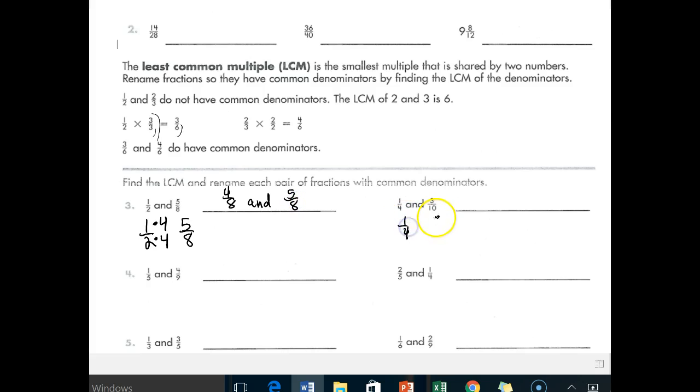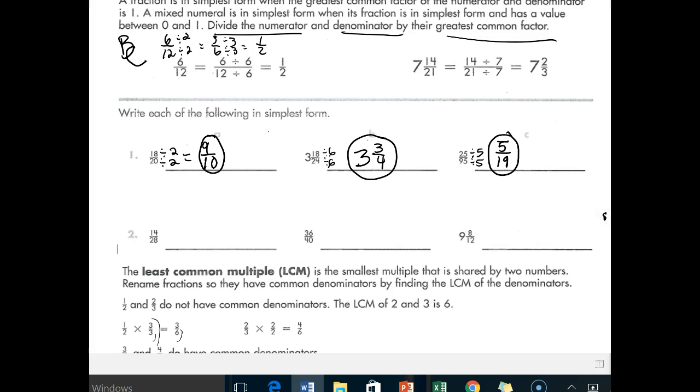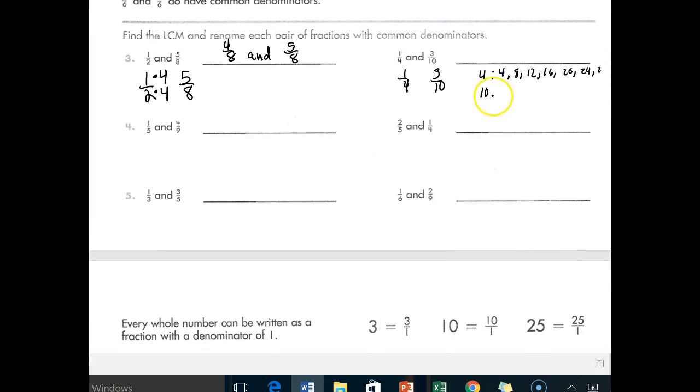1/4 and 3 over 10. I can't multiply 1/4 by anything to get it to become 10. So let's think, what number do they have in common? I can list them out, right? I'll list out my 4s and my 10s. My 4s are 4, 8, 12, 16, 20, 24, 28. These are multiples, not factors. And I'll do the same thing for my 10s, and I'll stop when I have the least common one. So 10, 20, 30. Oh, I can stop because look, they both have 20.